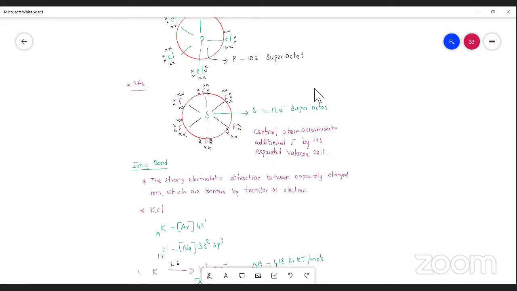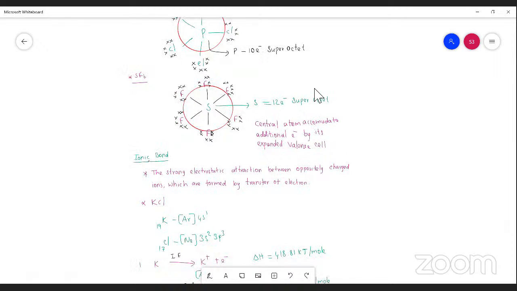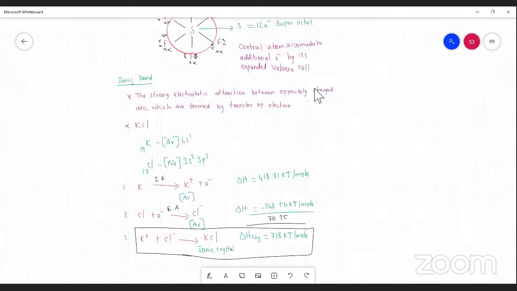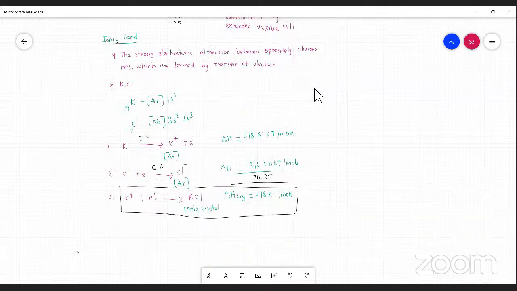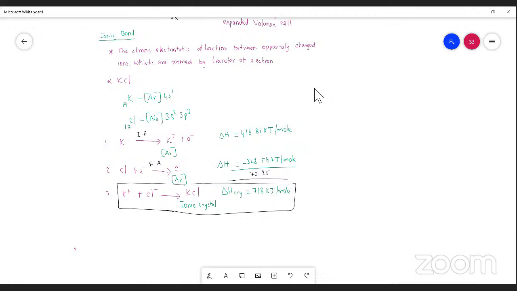After that, we are taking the ionic bond. Ionic bond is nothing but a strong electrostatic force of attraction between oppositely charged ions, and these charged ions are formed by transfer of electron. By transfer of electron, each atom gets the octet, so that the anion and the cation are attracted and form the ionic crystal. Okay, any doubts, students?